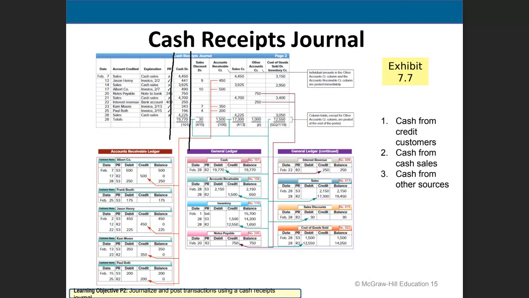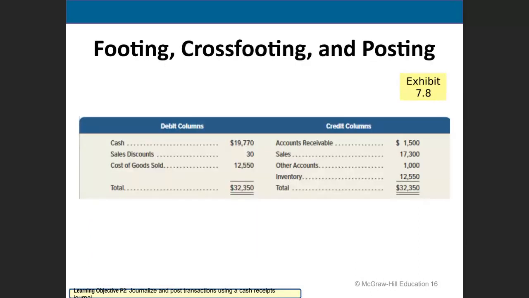This is if it's a manual system. Okay, if it was a computerized system, then it should make it easier for us. But if it's a manual system, then the cash receipts journal will simplify things even more significantly. Okay, so this is the cash receipts journal.